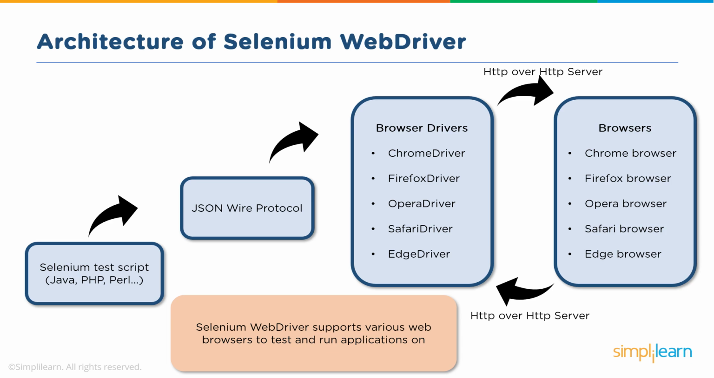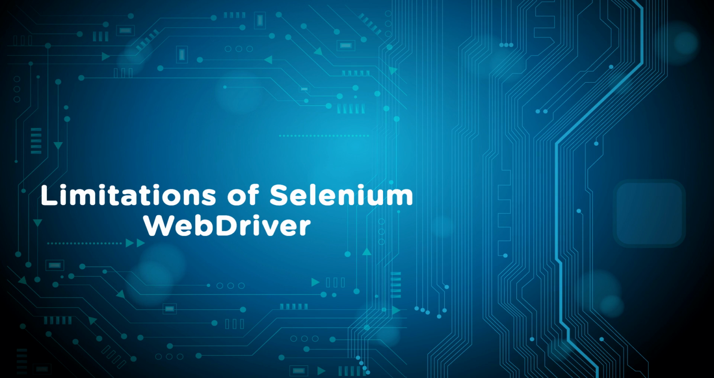And then the driver receives the request through this HTTP server and does all the execution on the actual browser. Once the execution is done, the execution results are just sent back over the same HTTP server to your test scripts. So this is the simplest form of the architecture of the Selenium WebDriver. Well, now as every tool has its own advantages and its limitations, so let's look at what Selenium WebDriver limitations are.